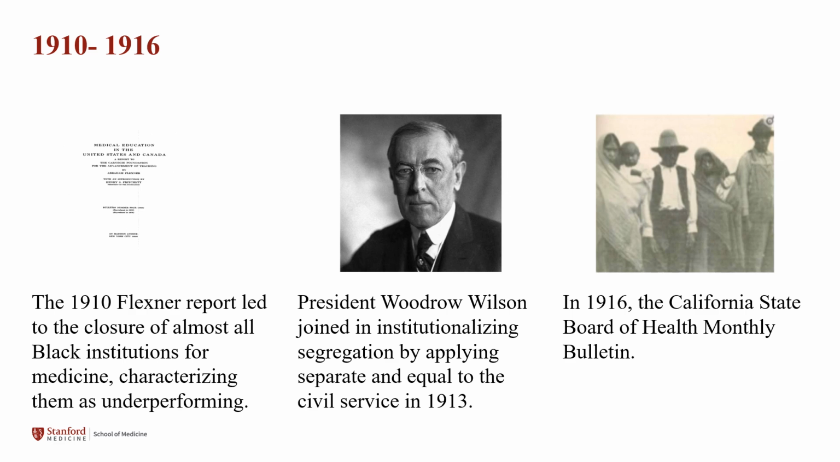In 1916, the California State Board of Health Monthly Bulletin wrote about the black Mexican immigrants as a type of people who bring typhus and other diseases in California from Mexico, and denounced them as unable to assimilate and less intelligent than white Americans.